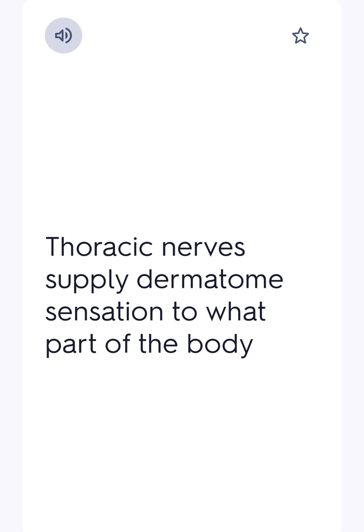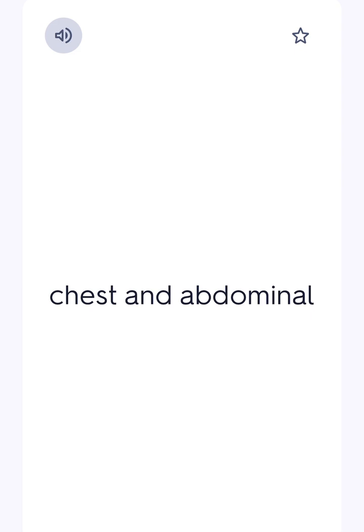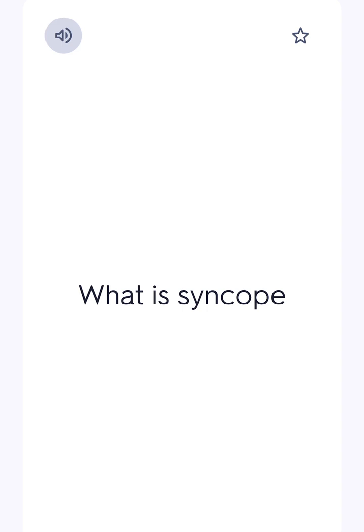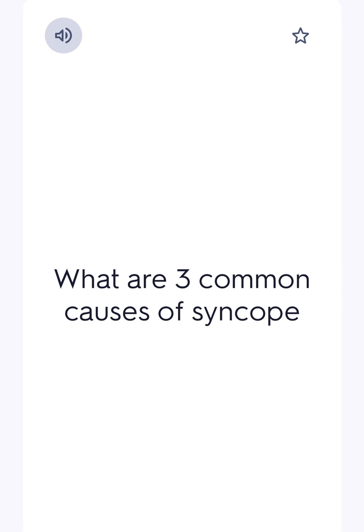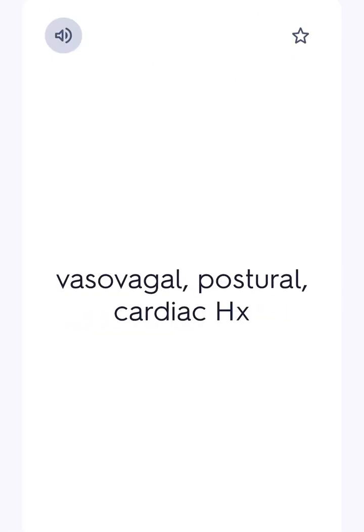Thoracic nerve supply dermatome sensation to what part of the body? Chest and abdominal. What is syncope? Transient loss of consciousness with loss of postural tone. What are 3 common causes of syncope? Vasovagal, postural, cardiac HX.